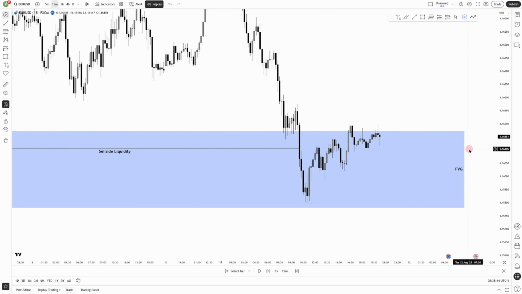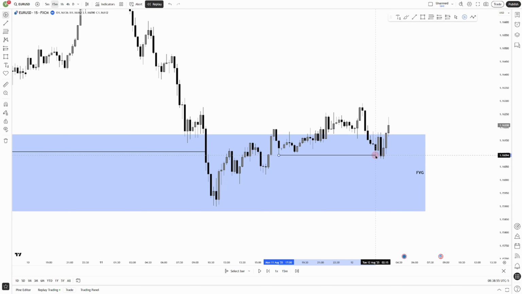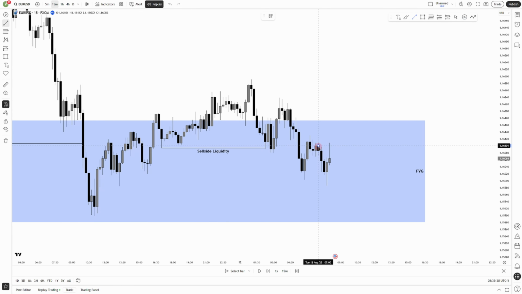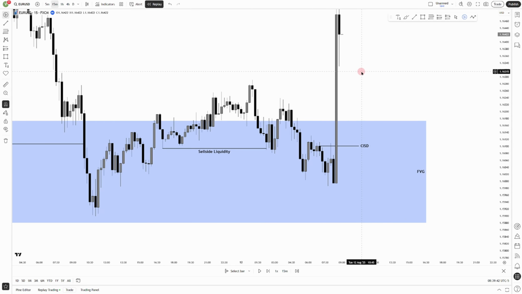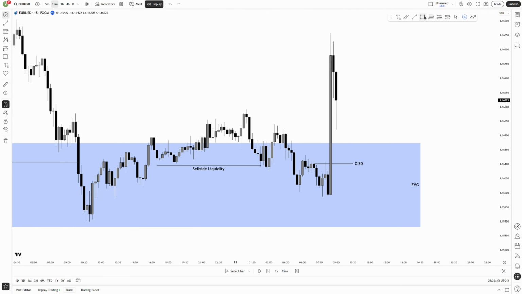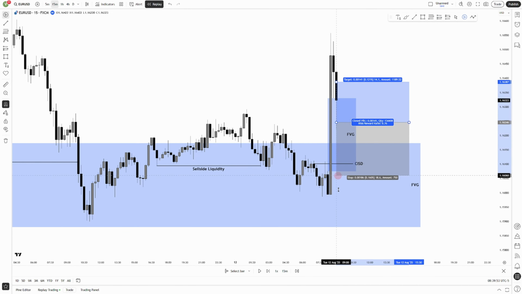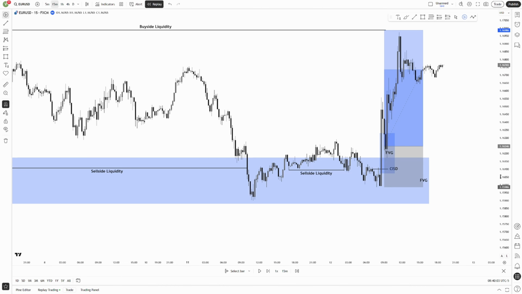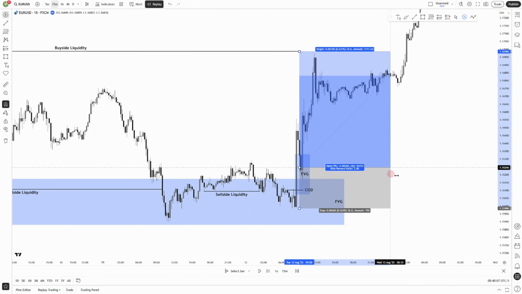Here we have a low which is getting swept, which means that it is our sell-side liquidity on the 15-minute time frame. We just need confirmation right here, and I am expecting the price to create a change in state of delivery. A huge candle moved to the upside, creating a change in state of delivery, and we have a fair value gap here. So we will enter on this gap, place our stop at the low, and target our draw on liquidity. The price instantly triggered our order and went to our draw on liquidity.